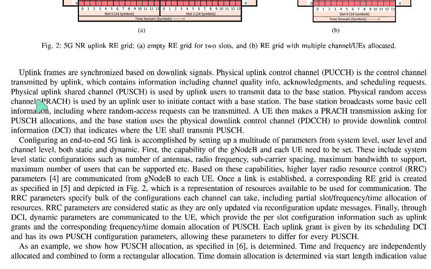The physical random access channel, PRACH, is used by the uplink user to initiate contact with the base station. The base station broadcasts some basic cell information, including where the random access request can be transmitted. A UE then makes a PRACH transmission asking for PUSCH allocations. The base station uses the physical downlink control channel, PDCCH, to provide the downlink control information, DCI, that indicates where the UE should transmit the PUSCH.